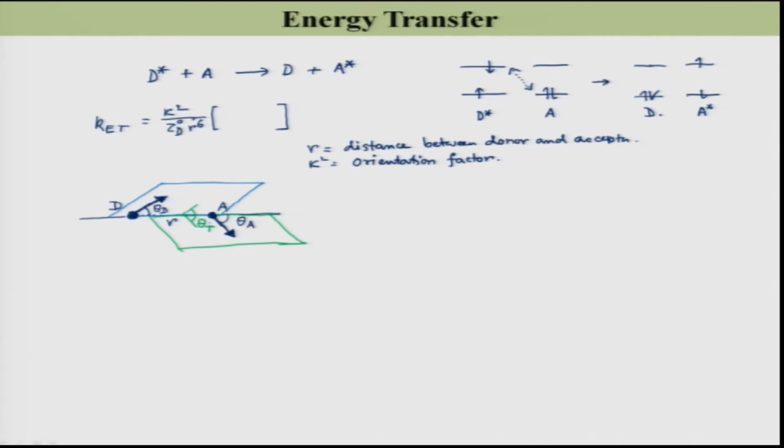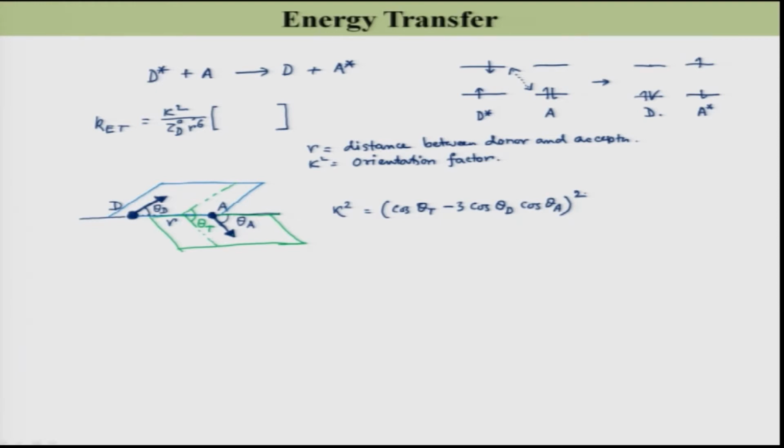So, this kappa square depends on these three theta values in this form: kappa square equals (cosine theta T minus 3 cosine theta D into cosine theta A) whole square. So, this is my expression for kappa square.